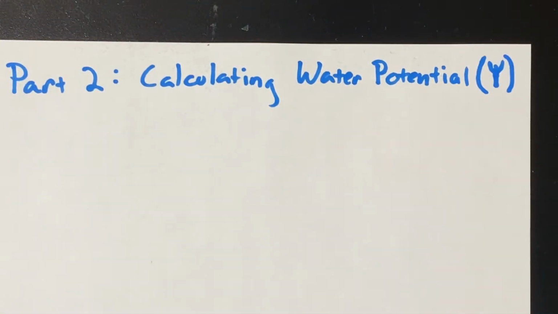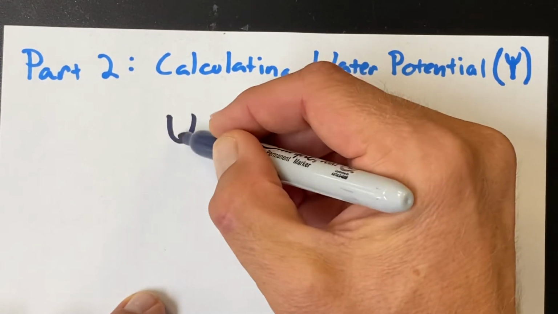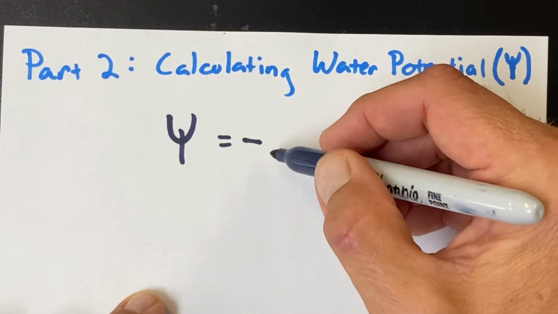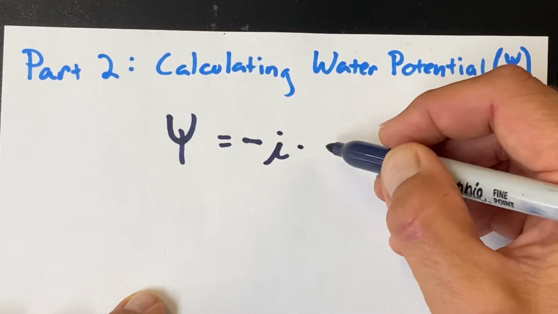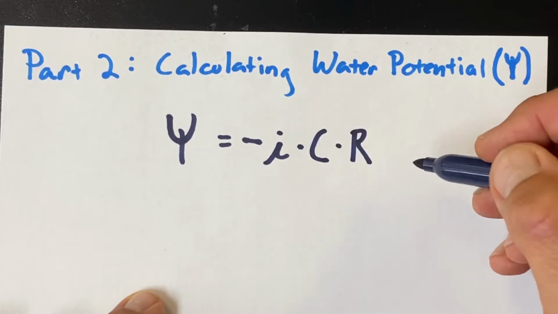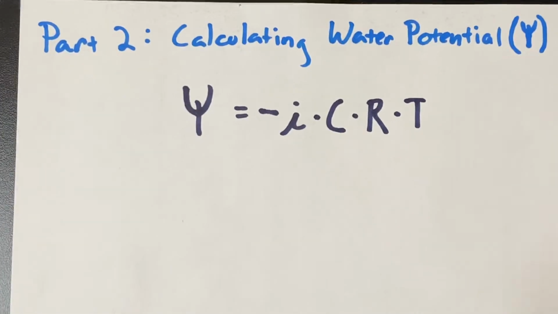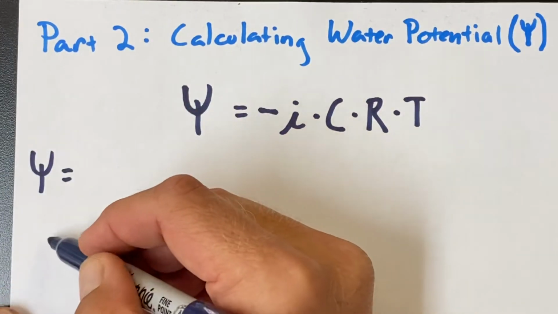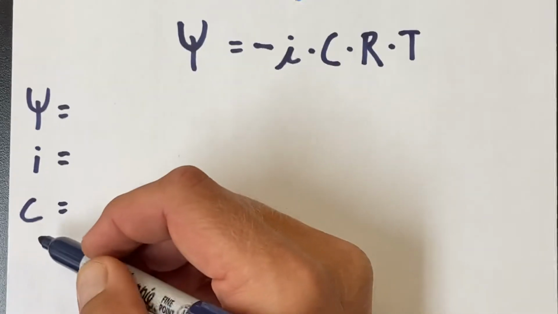As always, when I'm using an equation, I want to write down that equation first thing. So water potential, solute potential is equal to negative, that's really key, a lot of people forget that, the ionization constant times the molar concentration times the pressure constant times temperature, which is in Kelvin. And whenever I do an equation, I always like to write my variables down here on the side to know what I'm working with.